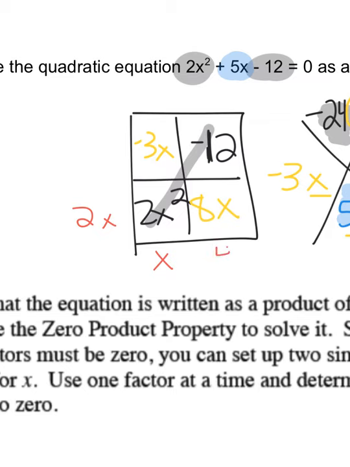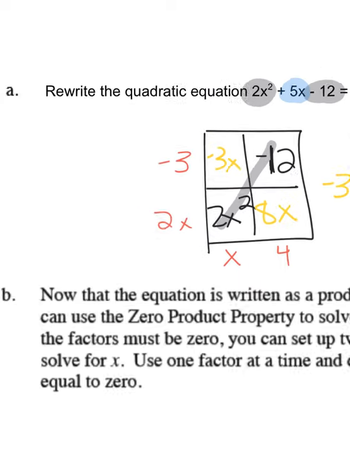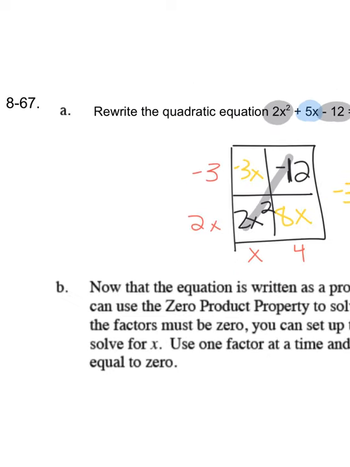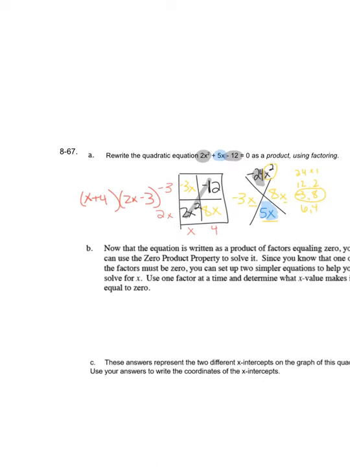2x multiplied by 4 would make this box an 8x. X multiplied by minus 3 would make a negative 3x box. And negative 3 times 4 is negative 12. Our last job is to write these in parentheses: x plus 4 and 2x minus 3. This is factoring. Rewrite it as a product using factoring.